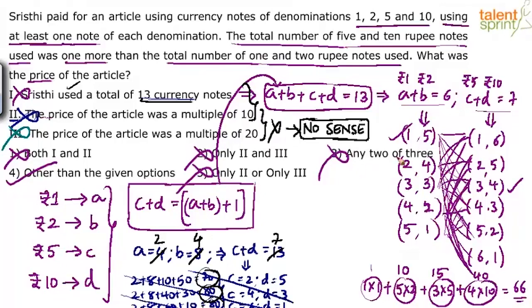Any 2 of the 3 is not correct at all, because when 1 and 2 cannot give, how can we say any 2 of the 3 statements can give the answer? Not possible. Only 2 or only 3 is eliminated early in the beginning itself. So the only option left is option 4, which is other than the given options. So your answer for this question will be option 4. None of these options are correct.